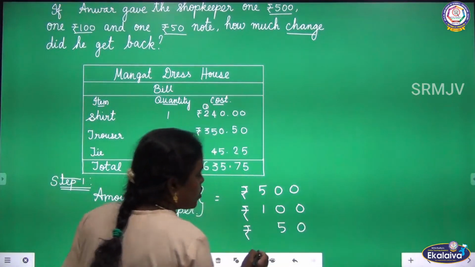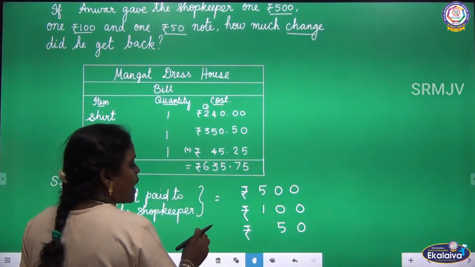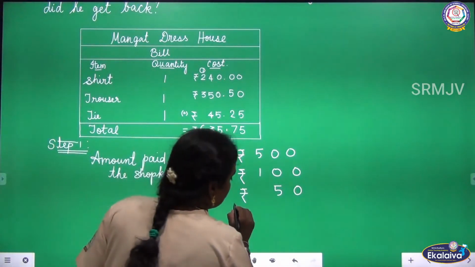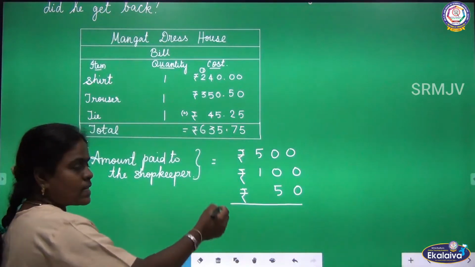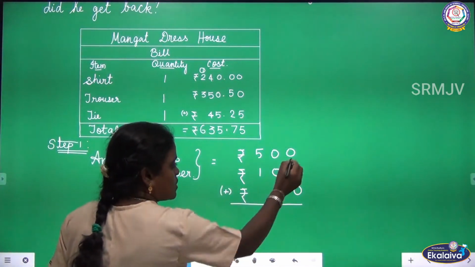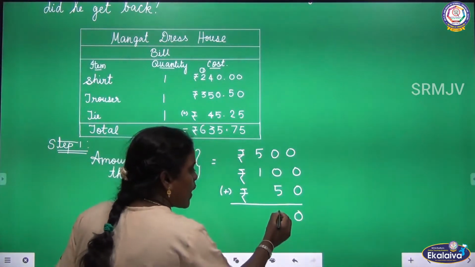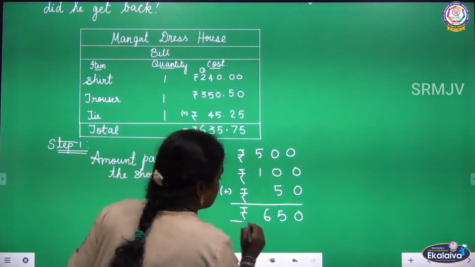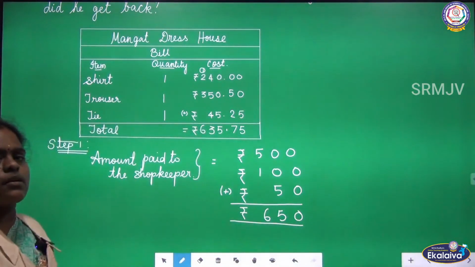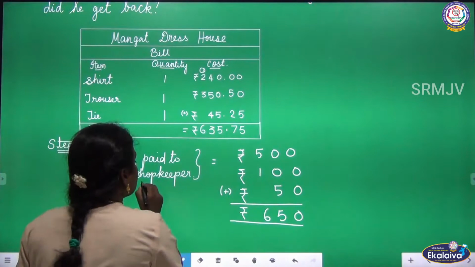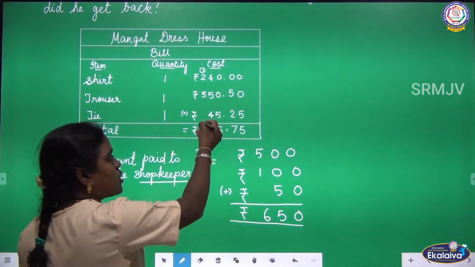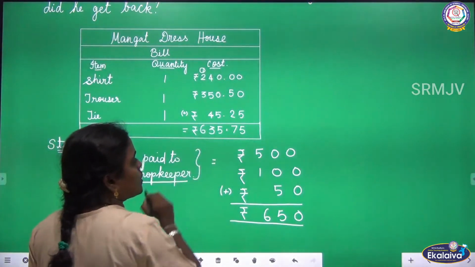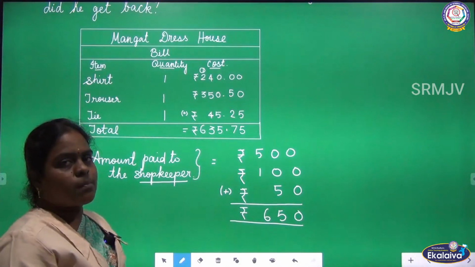So these are the notes given to the shopkeeper, and now we are going to find out the total amount he has given to the shopkeeper. Let us add the amounts. 0, 5, 5 plus 1, 6. Children, listen. He paid 650 rupees to the shopkeeper, and the total cost of the things which he purchased is 635 rupees and 75 paise.